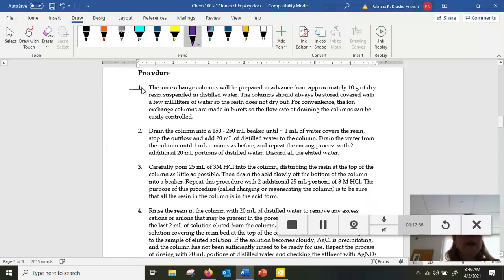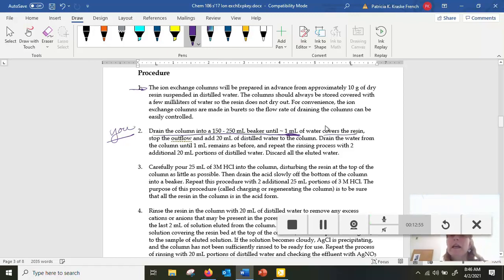We're going to be preparing the ion exchange columns. Okay? I'm going to put some water on them so the resin doesn't dry out. The first thing you're going to do, you enter lab and you're going to drain the column until about 1 milliliter of water covers the resin. In other words, we don't want any chance for that resin to dry out. If the resin dries out, then remember I said you had all those beads that had water between them.